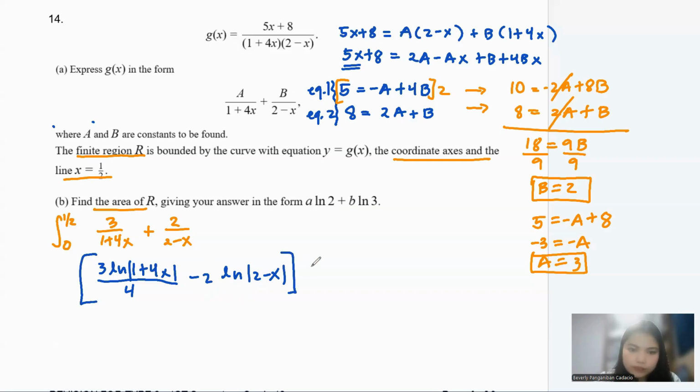Now you've already integrated. Let's put in your limits, 1 half and 0 here. So I will have 3/4 ln of 1 plus 4 times 1 half. So that will be 2, or it's going to be 3. Hopefully you can follow, guys. So that will be 3. The other one will be 2 ln of 2 minus x, which gives a fraction. So we have 3/4 ln 3 negative 2 ln 3 over 2.